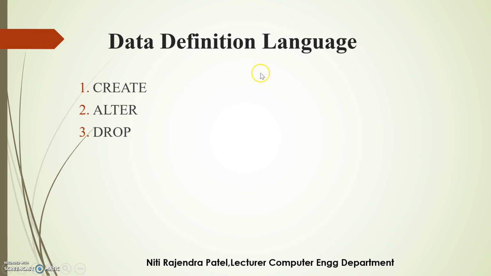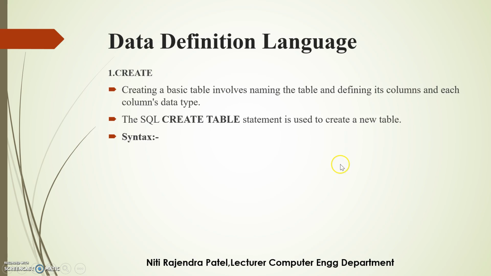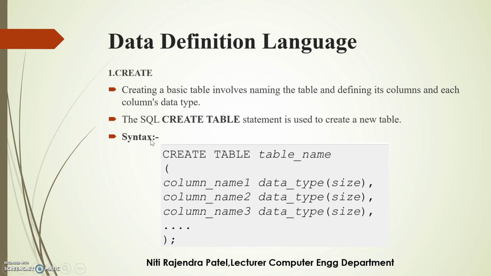First, the data definition language. There are three commands which is used for defining the data into the database: the create command, the alter command, and the drop command. We today mainly concentrate on the create command. The create command is used to create a table by defining its column and the column data type. The create statement is used to create a new table. Let us look into the syntax for how to create a table into the database.